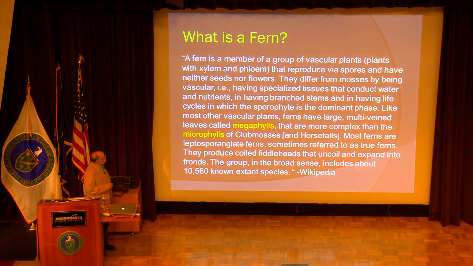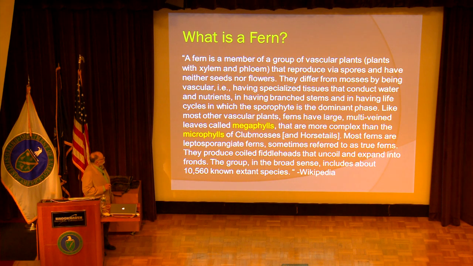A fern is a member of a group of vascular plants, plants with xylem and phloem, reproduce via spores and have neither seeds nor flowers. They differ from mosses in being vascular, having specialized tissues that conduct water and nutrients, in having branched stems, and in having life cycles in which the sporophyte is the dominant phase.